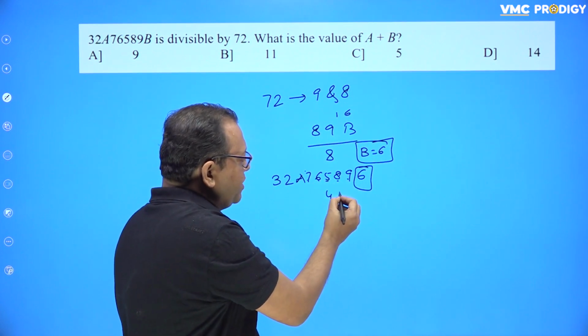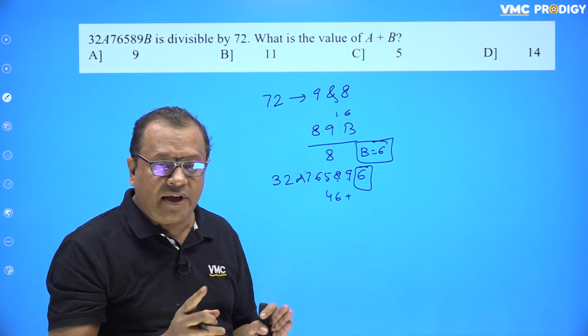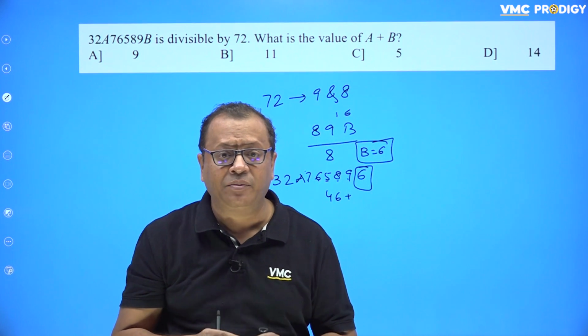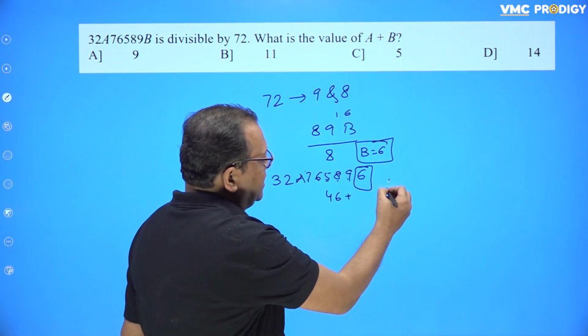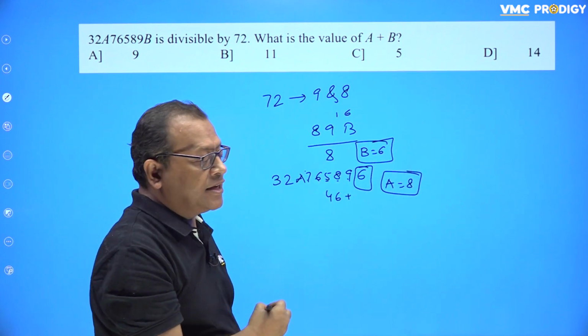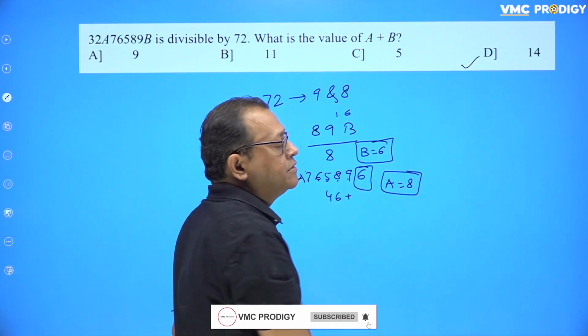Now how much would we add to 46 so that it is divisible by 9? It is 8. 46 plus 8 is 54, and 54 is divisible by 9, which means A is 8. So A is 8, B is 6, and A plus B is 14. Hence the correct answer is D.